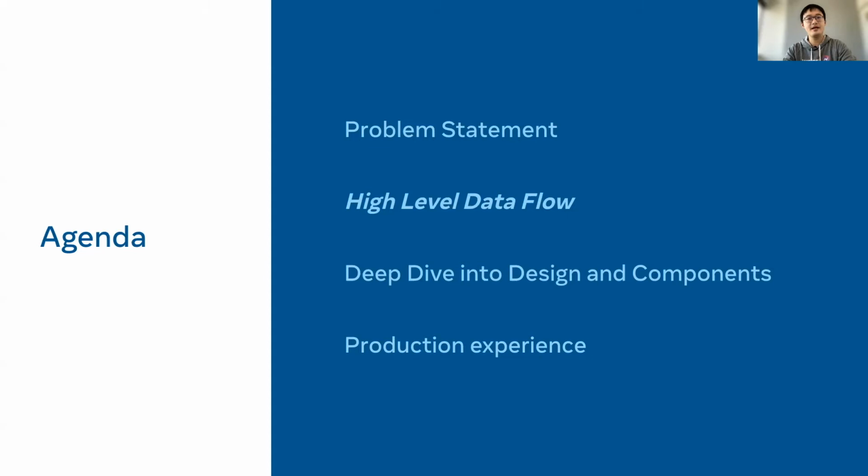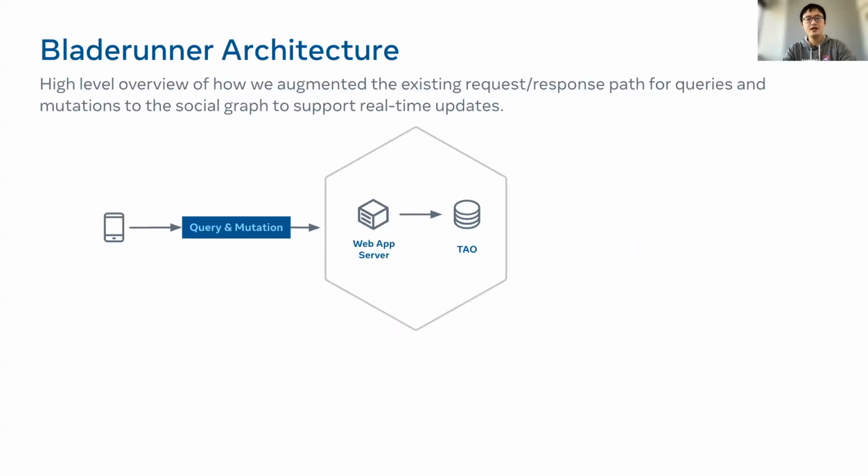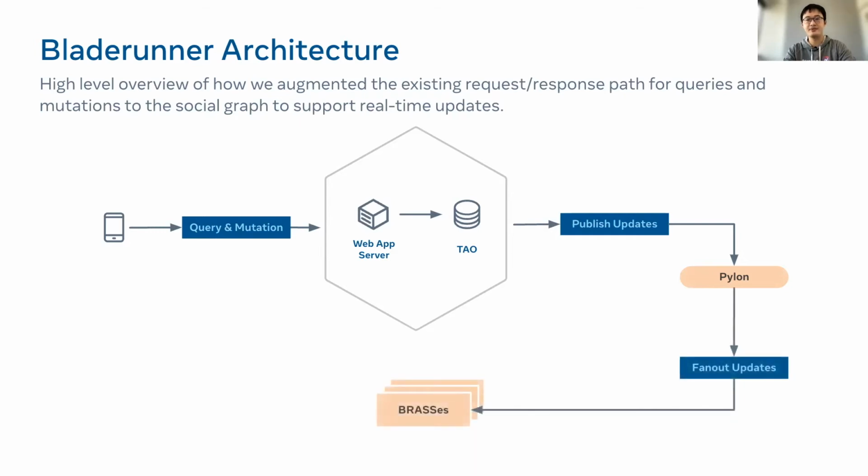Now, let's look into the high-level data flow. Client devices continue to issue queries and mutations to tau using request-response style interactions. On top of the existing interactions, we start to publish updates to a service called Pylon after committing the mutation to tau. Pylon then fans out updates to BRAS instances, which maintain long-running streams over persistent connections to client devices. For each connected client device, BRAS pushes real-time updates to the client.